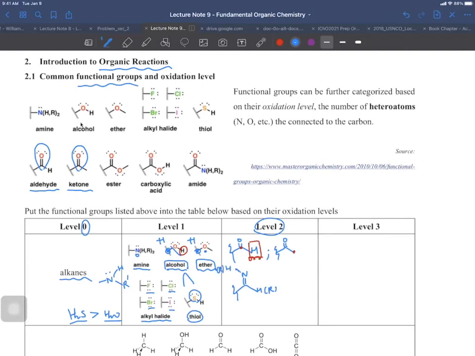The C=N double bond. This is called imine, which is not listed here, so I think you can have a look. This is also a level 2 functional group, right?